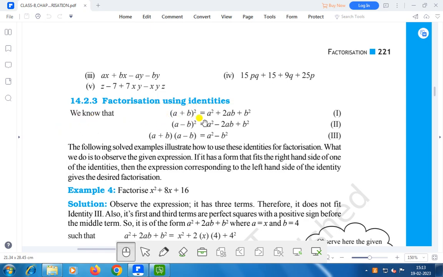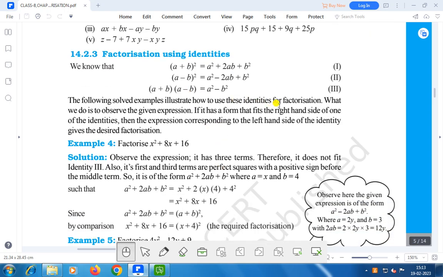We know that (a plus b) whole square equals a square plus 2ab plus b square. (a minus b) whole square equals a square minus 2ab plus b square. (a plus b) into (a minus b) is equal to a square minus b square. The following solved examples illustrate how to use these identities for factorization.